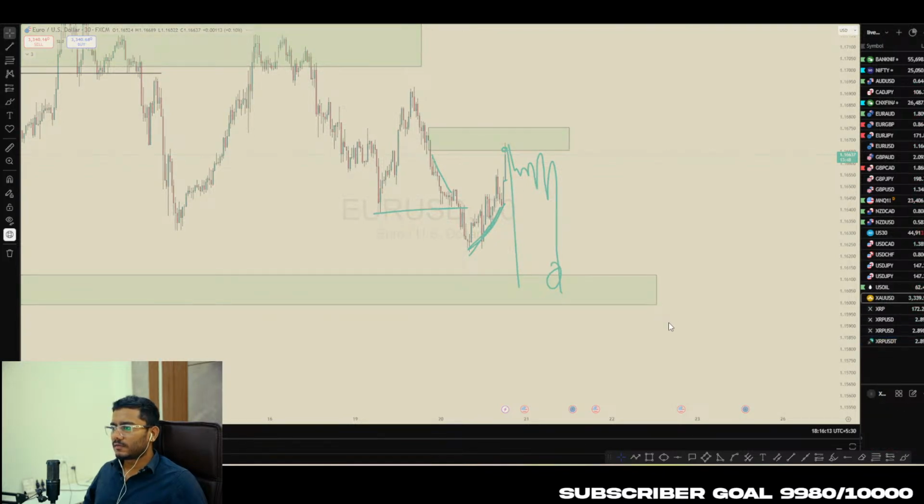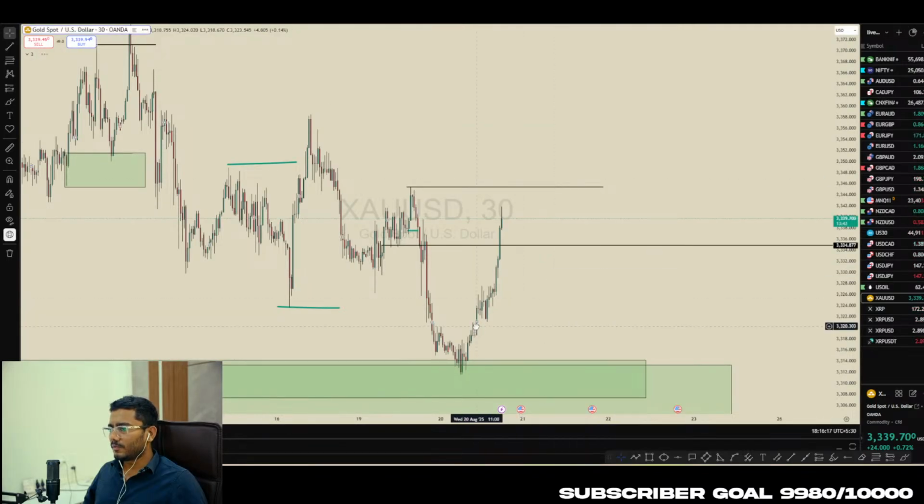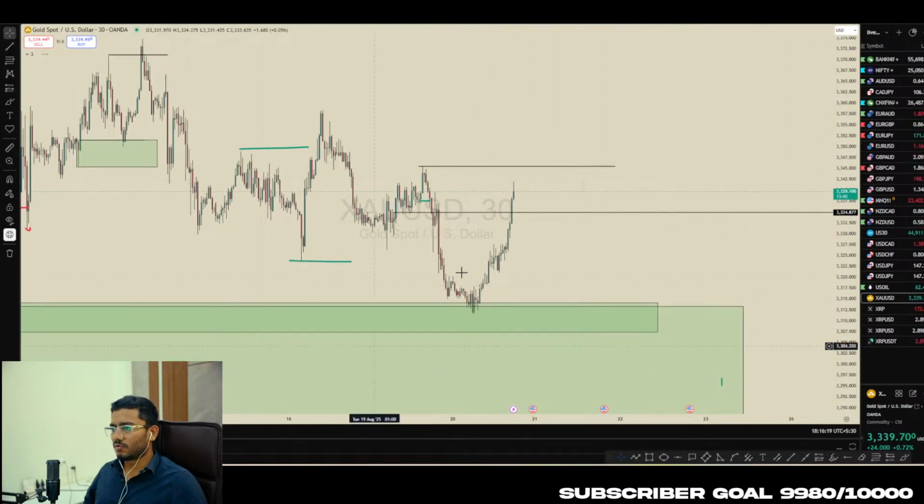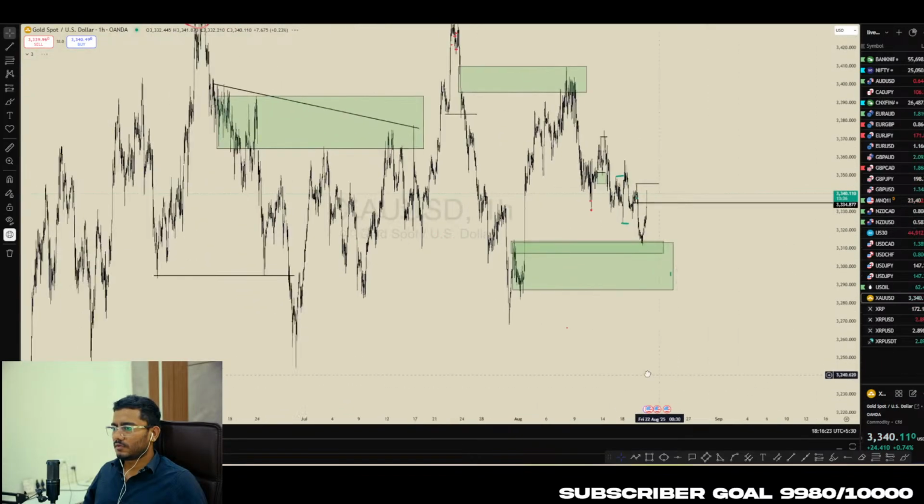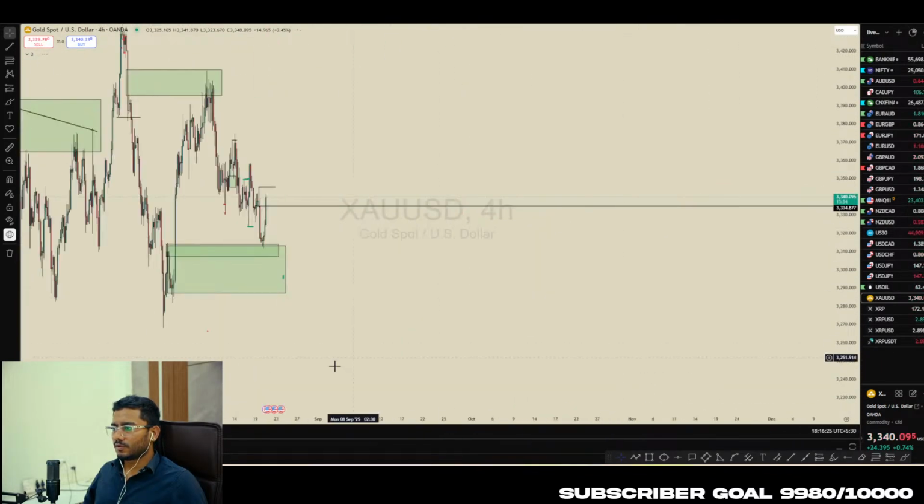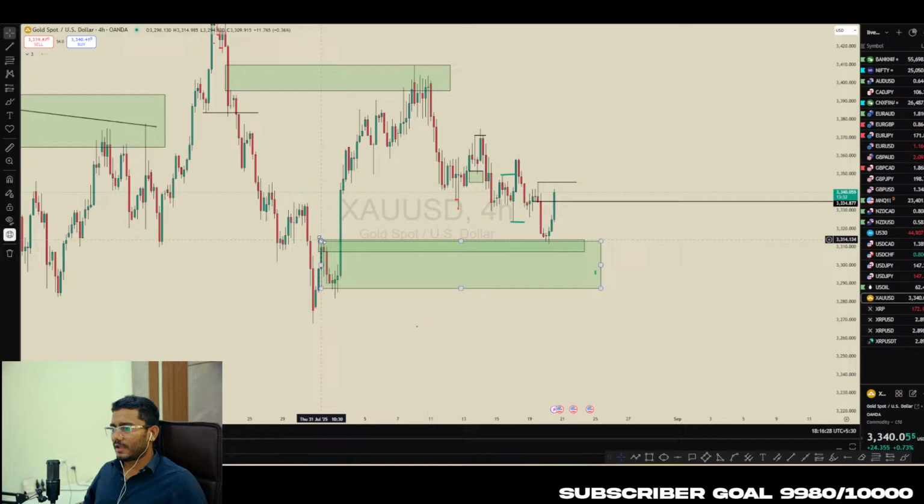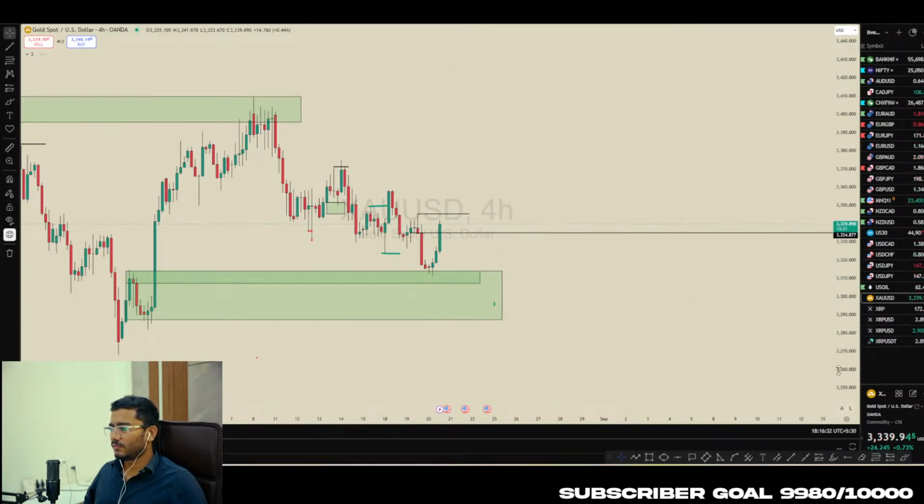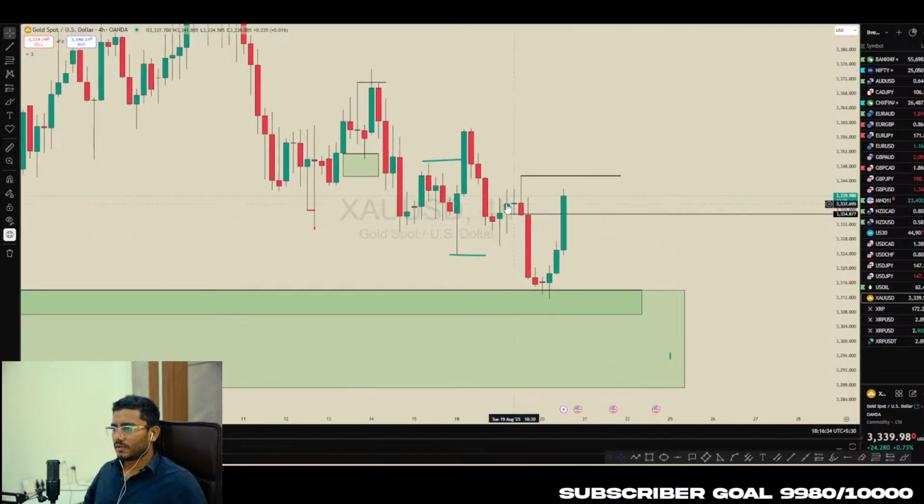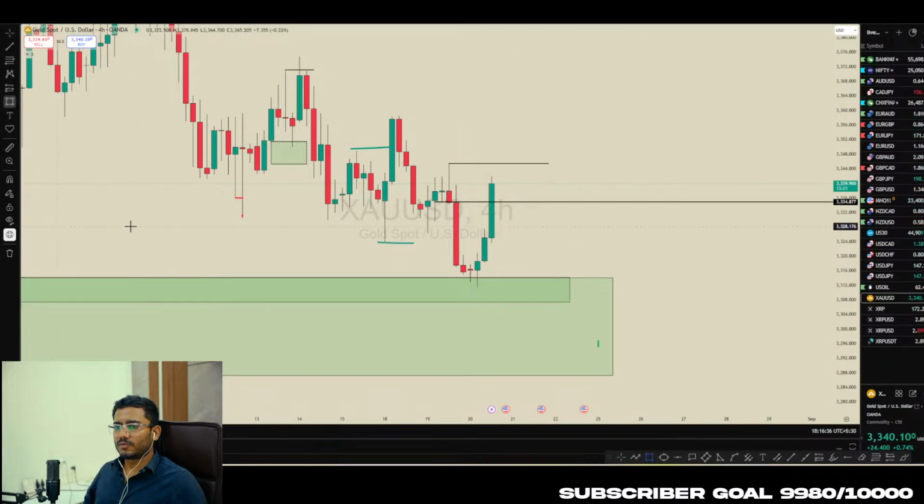Gold analysis. Right now on gold, I am still confused what to look for. Right here, if you look at 4 hour, 1 hour, let's look at 4 hour. Price has tapped this 4 hour breaker block, and we have 2-3 bullish candles, and we have this bearish order block, 4 hour bearish order block.